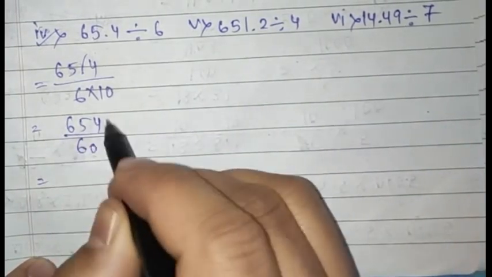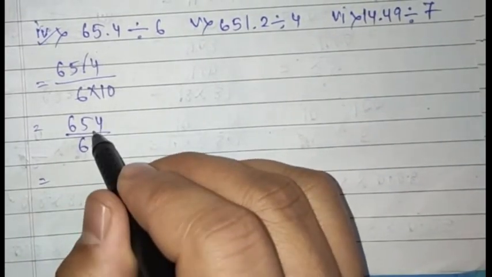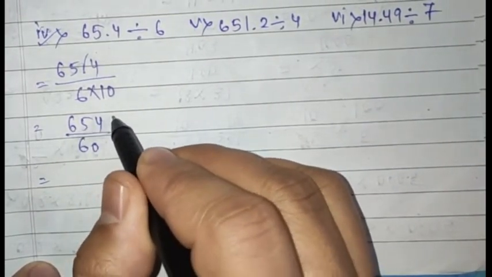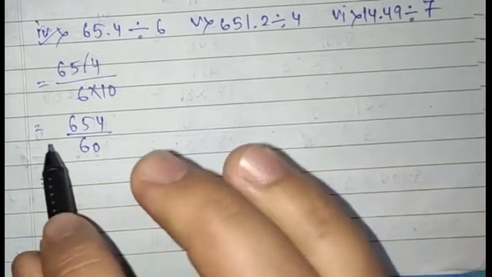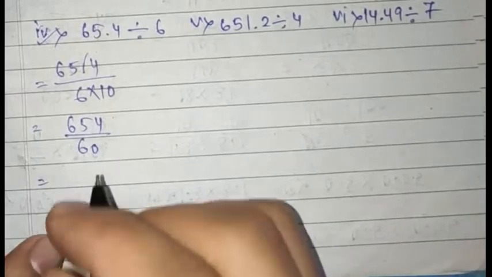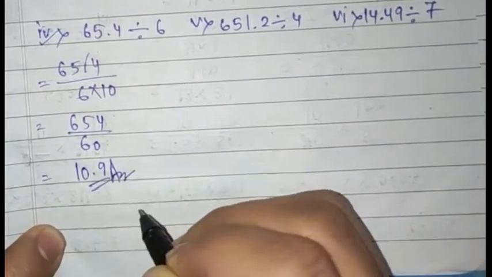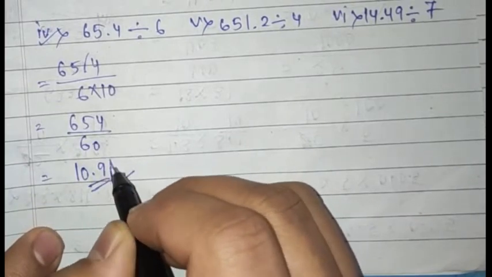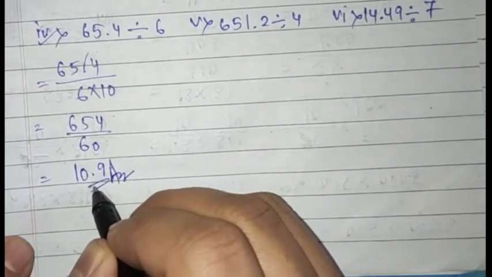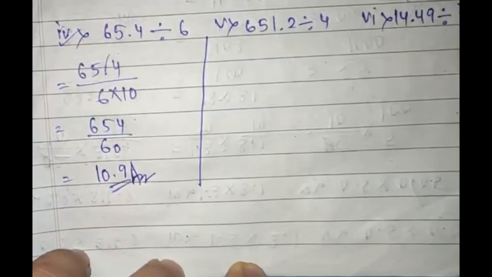If there is a thing you can cut, here we can cut because 654 can be divided by 2 and 60 can be divided by 2. But let's not do that. Directly you divide it. So when you divide this, you'll get 10.9. I have already divided this. I have got the answer. Okay, so it's your duty to repeat it. Moving on to the next question.